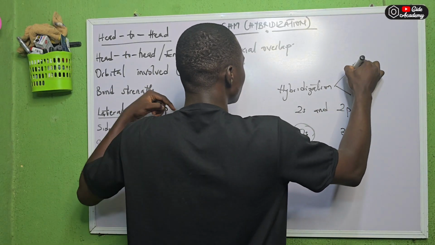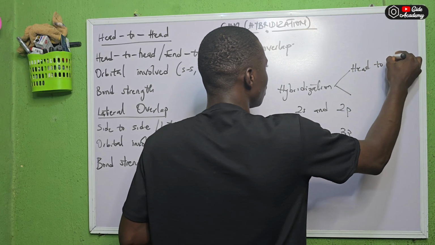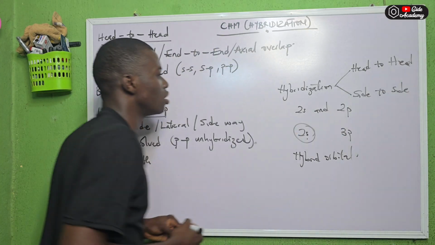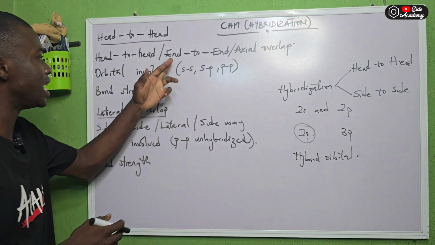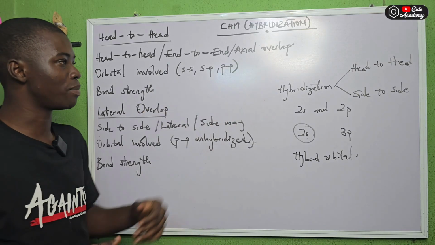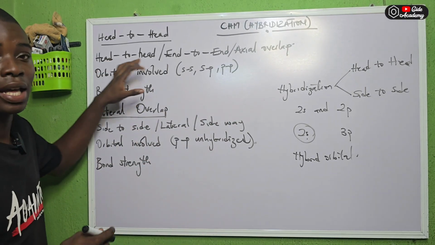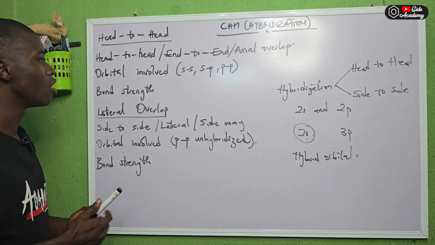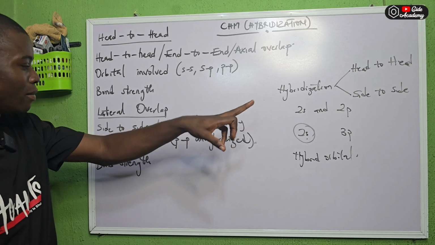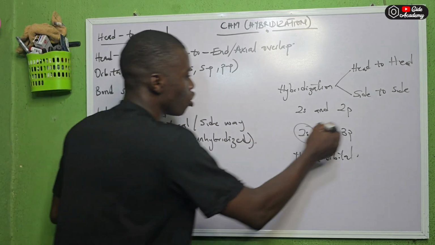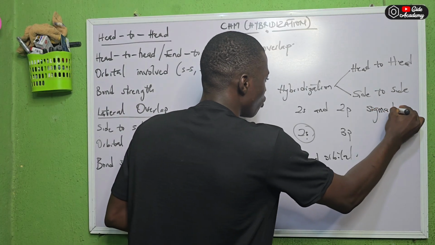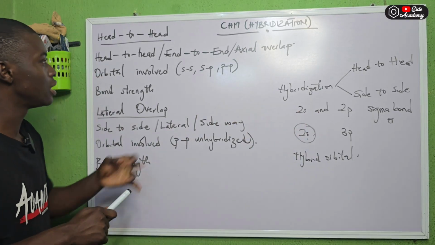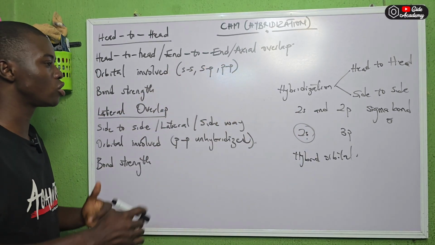We have the head-to-head hybridization, and we have the side-to-side hybridization. Some people might call head-to-head end-to-end, or axial overlap. So you will see head-to-head overlap, end-to-end overlap, or axial overlap. That's the first type of hybridization, and it's the most common. This kind of hybridization will always lead to the formation of what we call a sigma bond, which is a very strong bond.